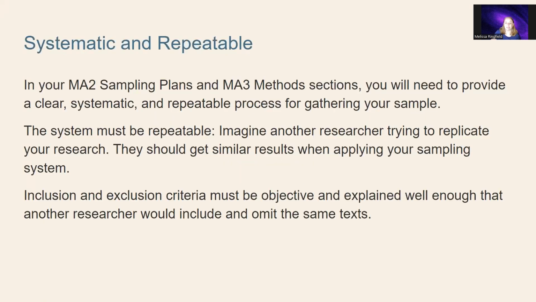In your MA2 sampling plans and major assignment 3 method section, you will need to provide a clear, systematic, and repeatable process for gathering your sample. The sample must be repeatable. Imagine other researchers trying to replicate your research. They should get similar results when applying your sampling system. Inclusion and exclusion criteria must be objective and explained well enough that another researcher would include and omit the same texts.